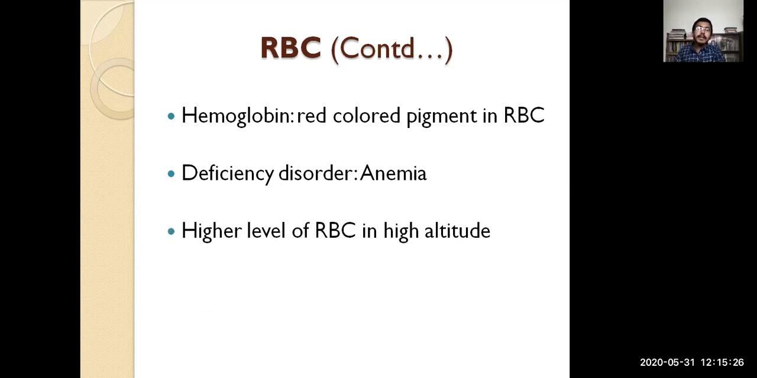And in the higher altitudes, in the mountainous regions, the partial pressure of oxygen in the atmosphere is very low. So to compensate for that reduced partial pressure of oxygen in the atmosphere, the number of RBCs in the people living in these regions is higher, so that the RBCs become able to provide a sufficient amount of oxygen to every body cell.